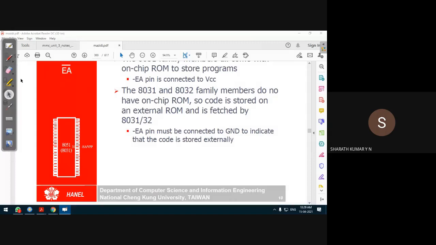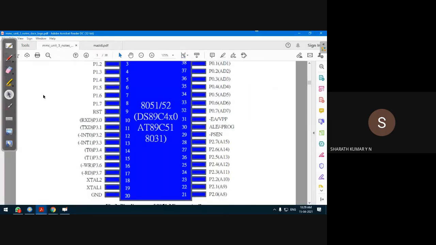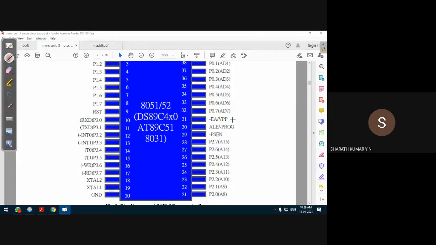I'll explain with this pin diagram. There are two possibilities: either connect this pin to VCC, that is plus 5 volts, or connect to ground, that is 0. Not both at the same time, as it will damage the microcontroller. In the 8051 microcontroller, since it has an internal ROM space, we don't require external ROM space, so short this pin to VCC. The microcontroller will not access external memory.